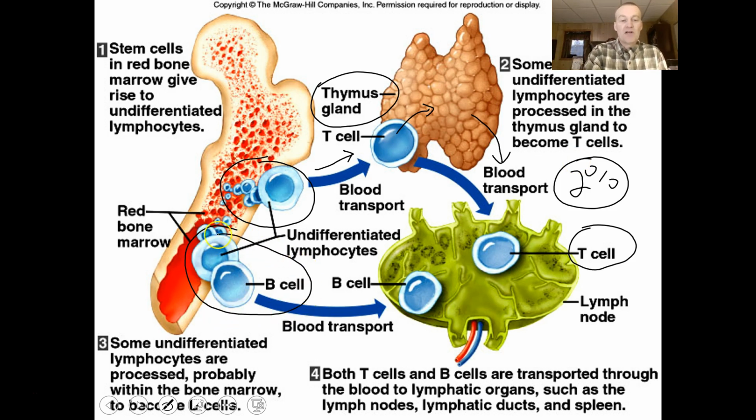B cells are going to go directly to lymph nodes, and this is where they're going to be matured, where they'll be presented with antigens and learn how to be B cells and react and do the job they need to do. So they'll go out to the lymph node in order to mature.